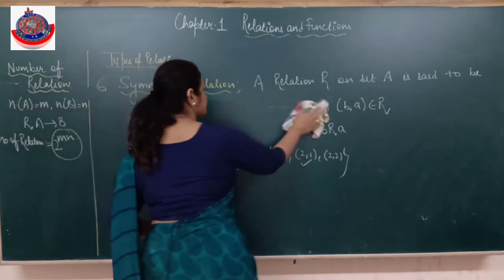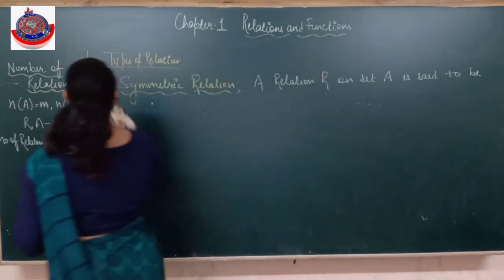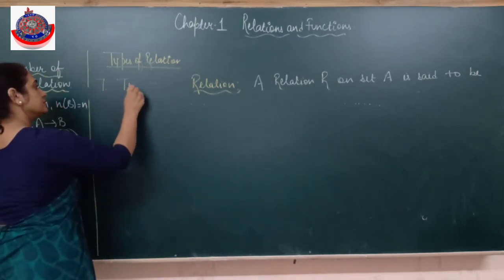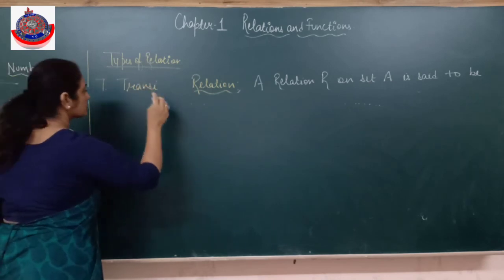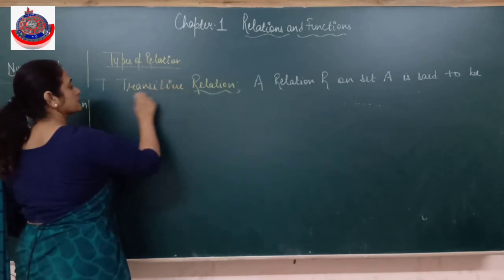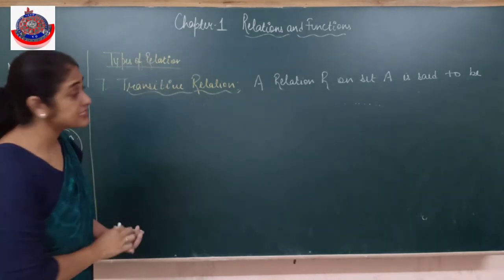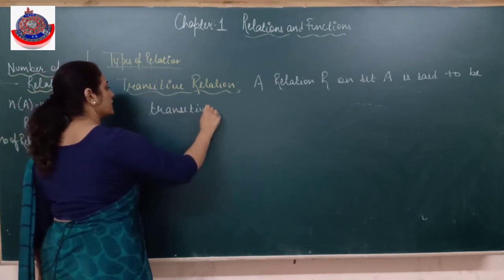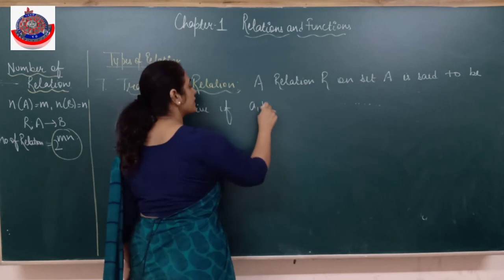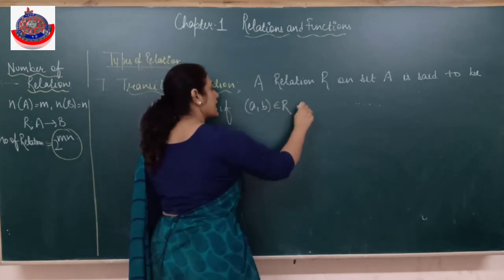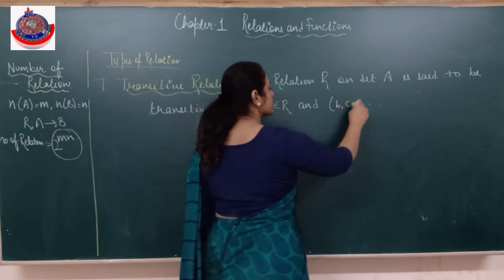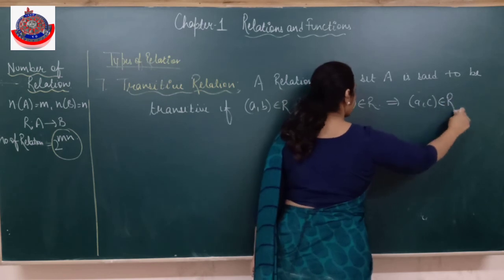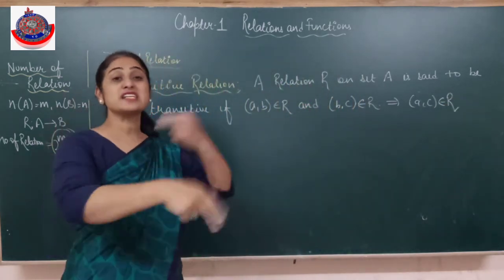And the last one, transitive. Transitive means a relation R on a set A is said to be transitive if A has a relation with B and the same relation B shares with C, and A also shares the same relation with C, then it is said to be transitive. That means it is transferred.